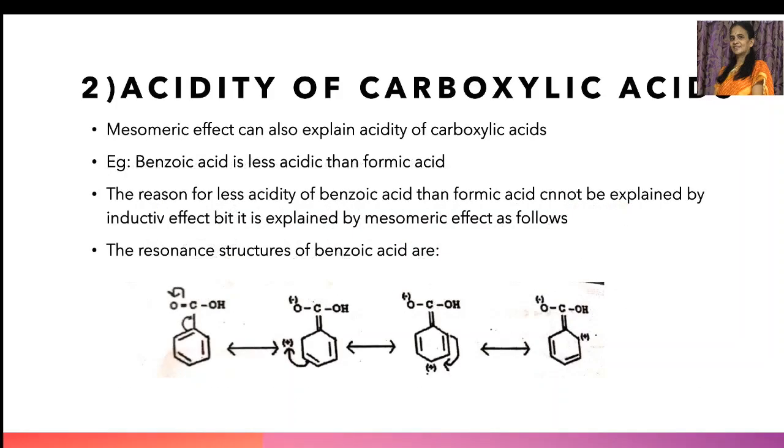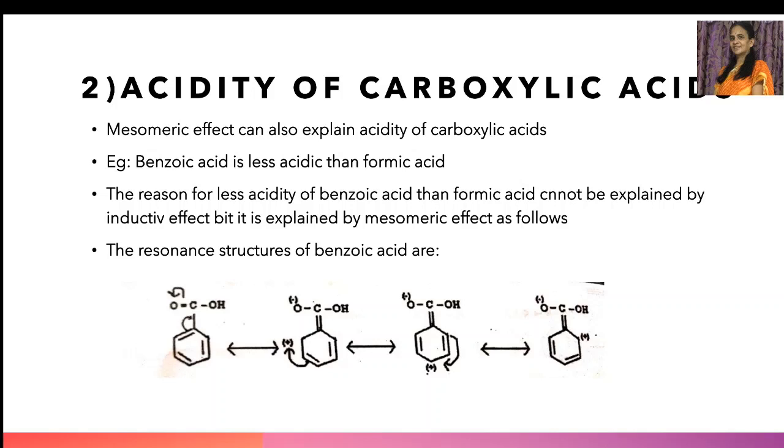Now, the second application of mesomeric effect, that is, the acidity of carboxylic acids. Mesomeric effect can also explain the acidity of carboxylic acids. Let us consider benzoic acid. Benzoic acid is less acidic than formic acid. Then, how do you explain this? The reason for the lower acidity of benzoic acid than formic acid cannot be explained by the inductive effect, but it is explained by the mesomeric effect. How?